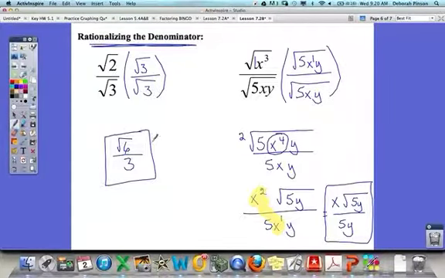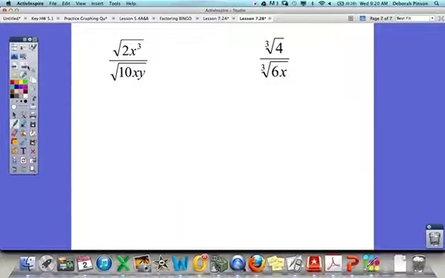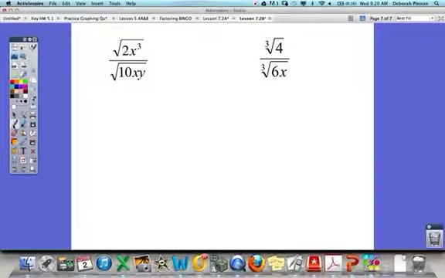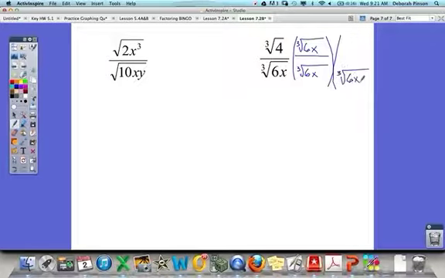Okay, so let's do one more of these. And let's do the second one over here. Now the reason I'm picking this one is because it's got a cubed root. So looking at this, if I just multiply by one of those, that's not enough to get rid of it because I need 3 of the same thing to get rid of a cubed root. So I'm going to have to multiply by a third one, or a second one, so I have 3 total.